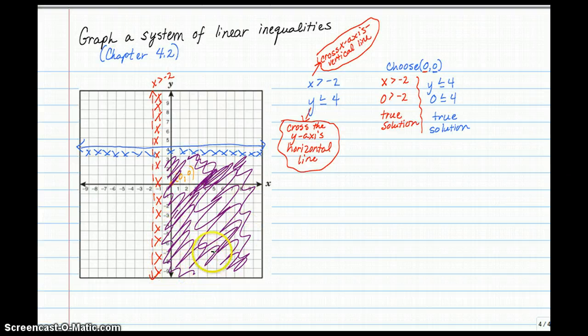Any ordered pairs that fall into that area. Nothing that falls on the dashed line would be a solution, but everything that falls on the blue line up to here would be a solution. Okay, we're going to do one more of these.